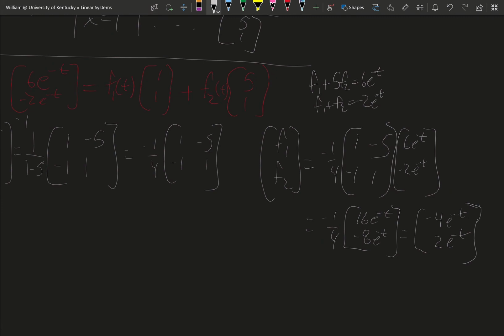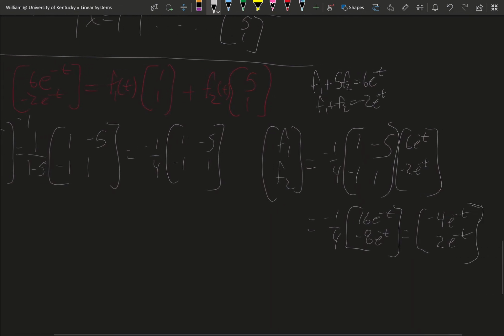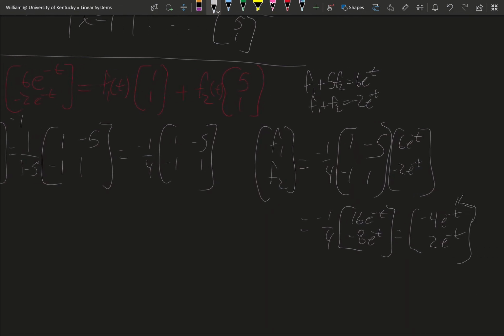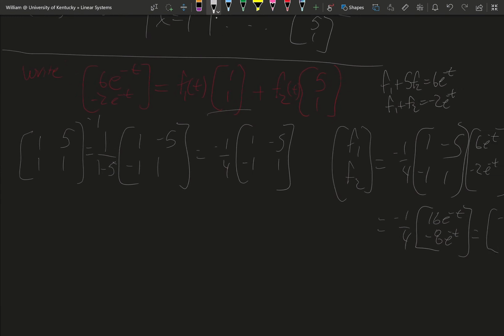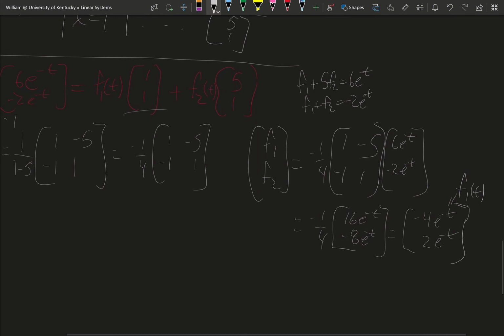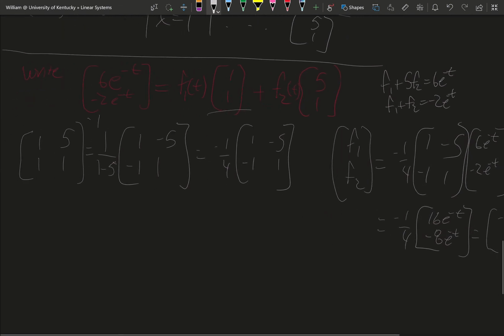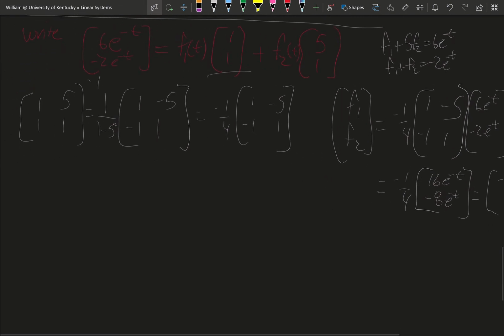So remember, this is our f1 and our f2. And remember, this f1 is associated to, here's where the order matters, right? The way I built this matrix, I put 1, 1 first. So the first entry is the thing you're going to attach to 1, 1. So I'll sort of write that.